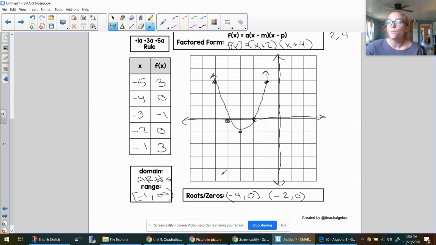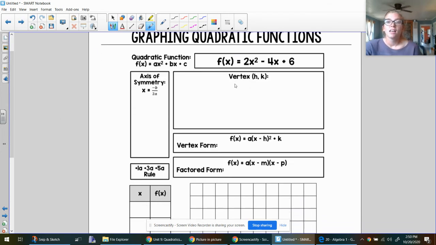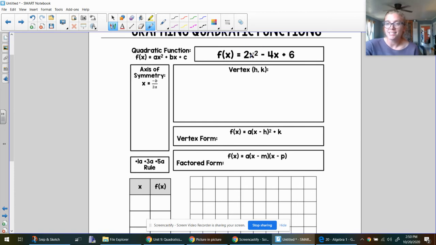We're going to look at one more example together. The reason I wanted to look at this example is because it has a different a value. This time the a value is 2. The b value is -4, and the c value is 6.